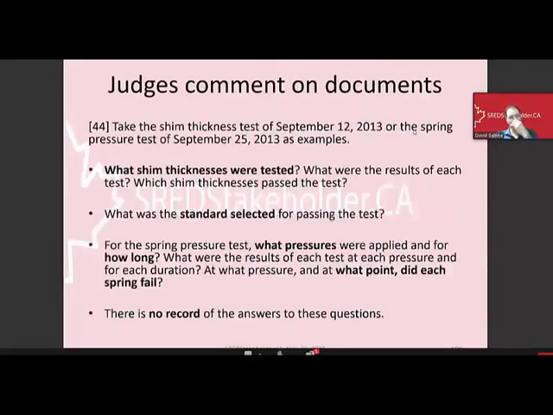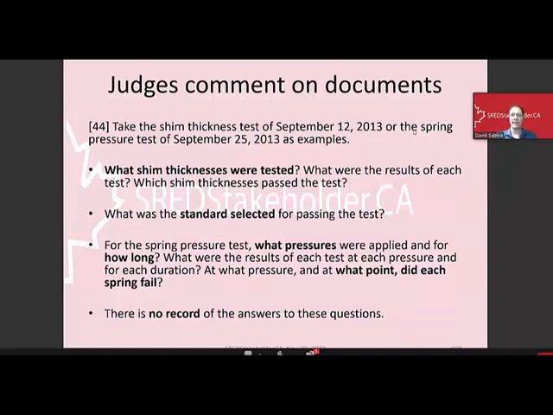Now, what the judge says is, well, taking those notes, you talk about shim thicknesses as a test. And the judge said, ideally we talk about more specifics. What thicknesses were tested? What were the results? What was the standard for testing those? What pressures were tested? How long were they tested? When did they fail? There was no record. So again, the records provided to the court didn't show evidence of experimentation and analysis.